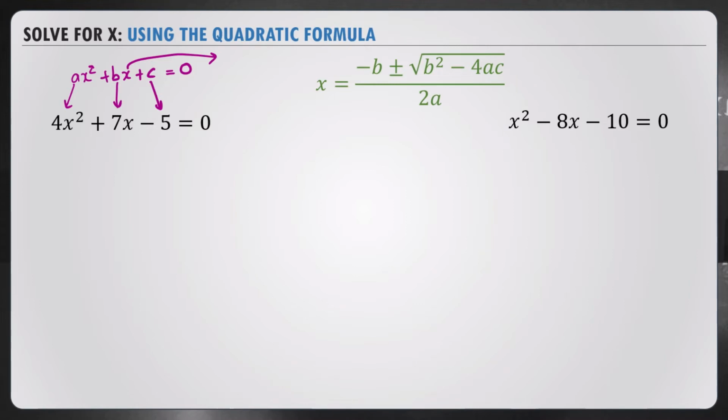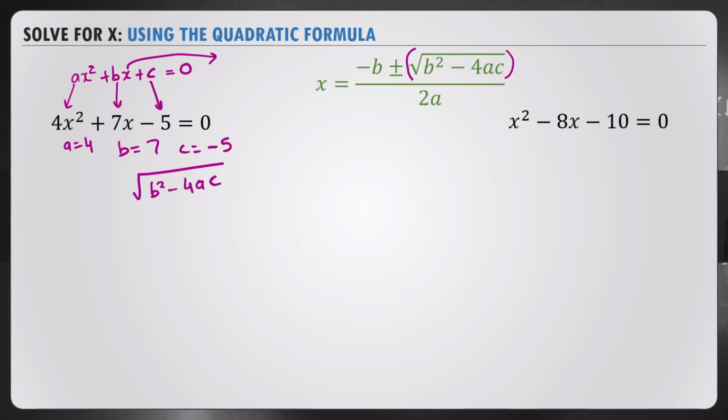Okay, so let's start. Here we see in this equation, a is equal to 4, b is equal to 7, and c is equal to negative 5. Always take the signs along with you. The first thing I do is I always solve the determinant first. This is called the determinant, which is the square root of b squared minus 4ac. I always solve this part first to see if I can get a solution to the problem.